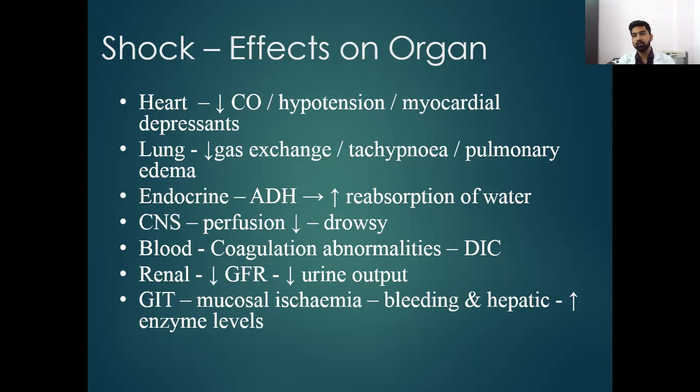Now, urine output is very important in treatment of shock, similarly to how the amount of blood loss is important in hypovolemic shock. GIT: mucosal ischemia, bleeding. Hepatic: increased enzyme levels, amylase, lipase, etc.